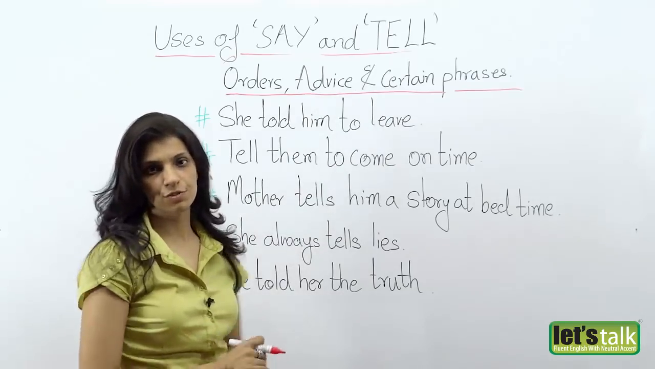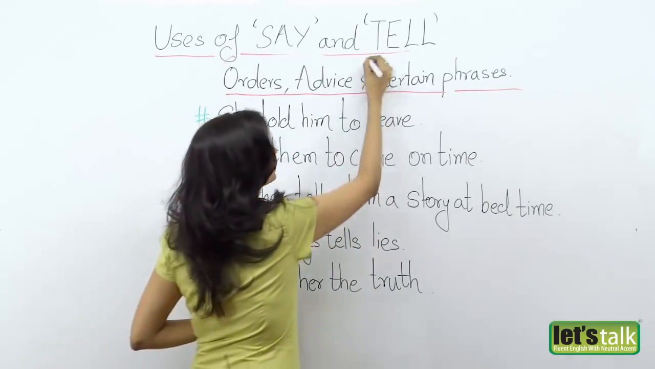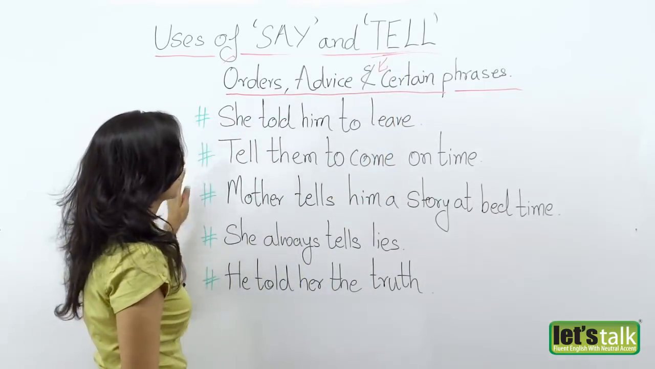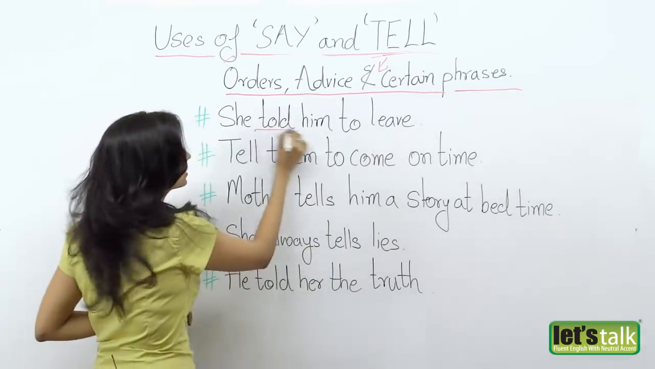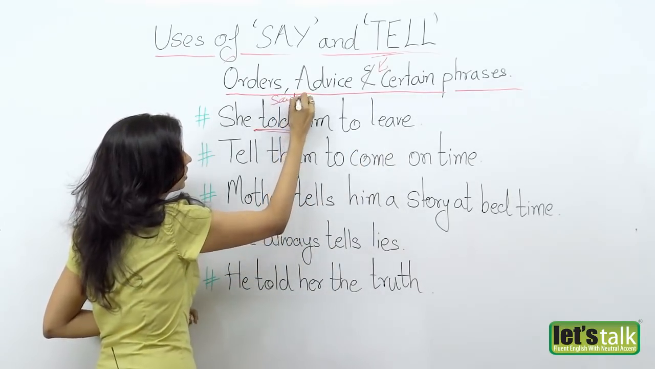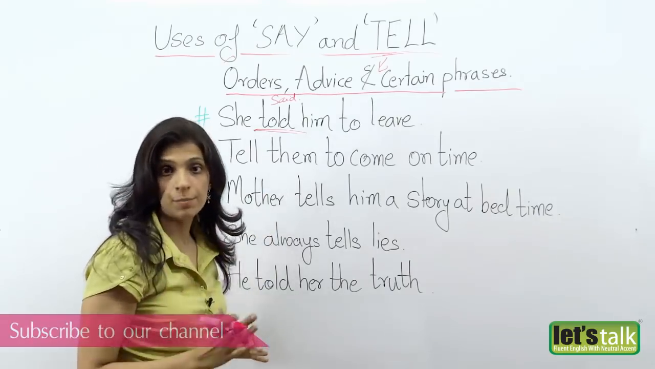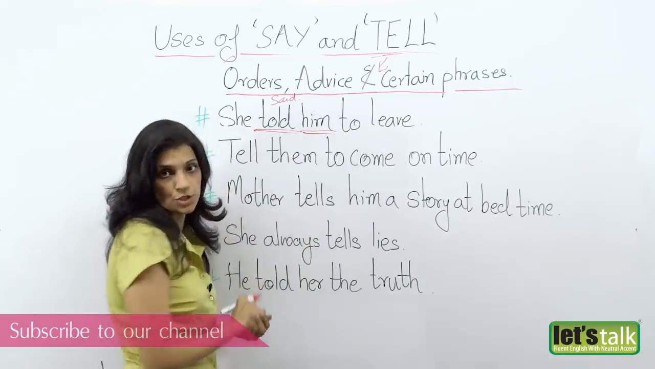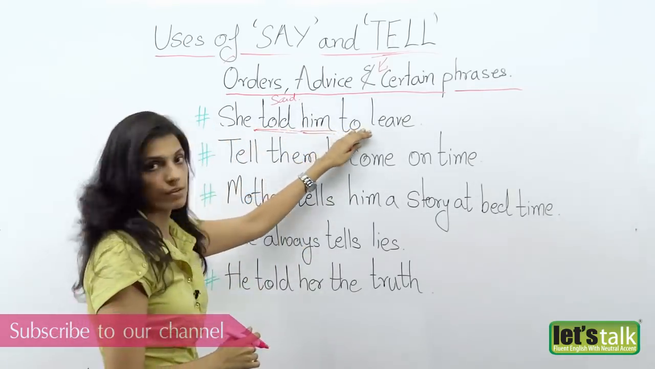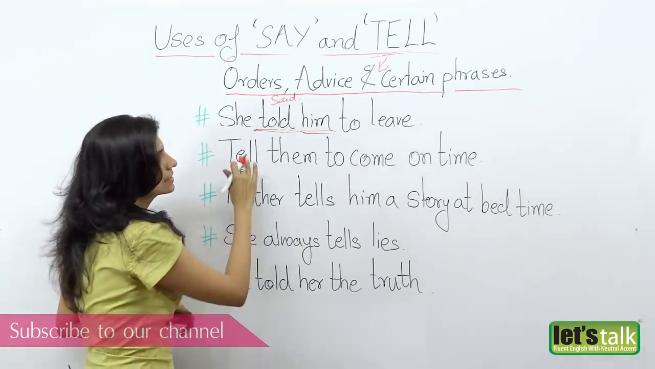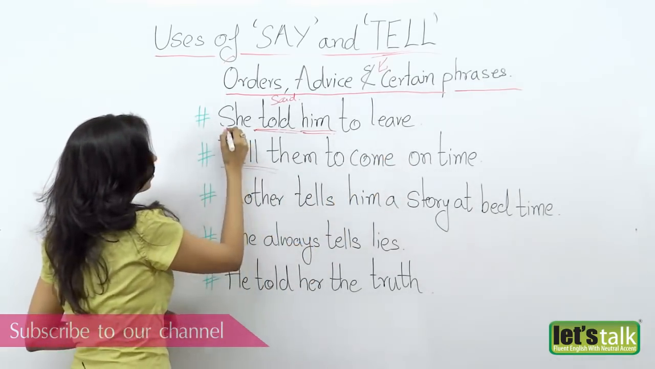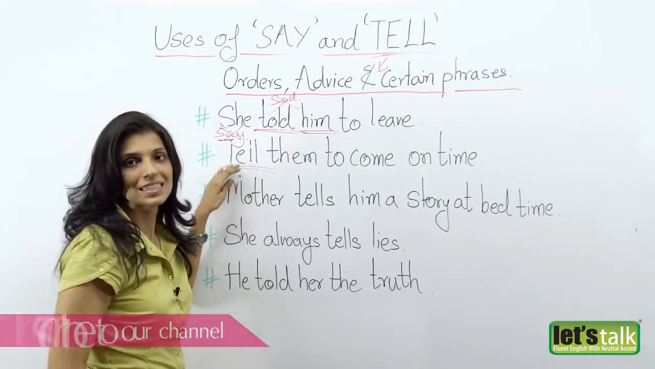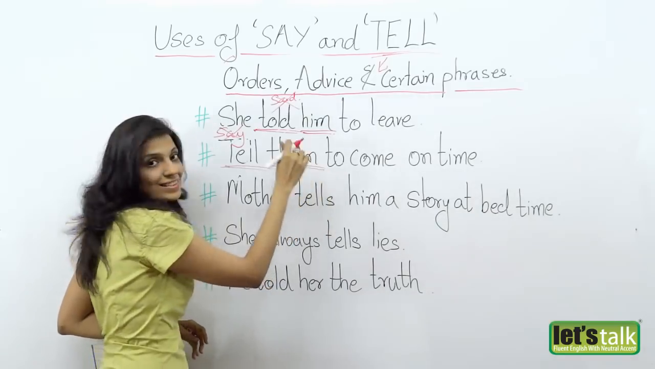Now we're going to see how we use tell when you make orders, advices or with certain phrases. We never use say, we always use tell. I have a few examples here. In my first example, she told him to leave. You do not say she said him to leave because this is kind of an order. So she told him. Remember, she told someone something, so she told him. This is your object pronoun. In my next example, tell them to come on time. Again, we cannot say say them to come on time. You're ordering, so you say tell them to come on time. Tell someone something, tell them.